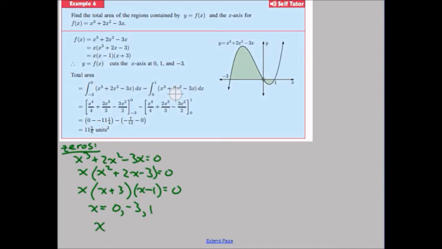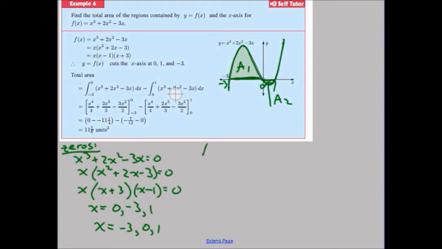Okay, so I put those in order, negative 3, 0, or 1. So that's how we knew that the graph looks something like this, crossing at 1, 0, and negative 3. All right, so now we know that we can calculate this first area. I'll call that area 1. And then we can calculate this second area. I'll call that area 2.